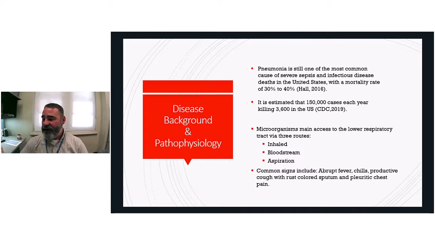Some of the common signs and symptoms of pneumonia can be abrupt fever with chills, productive cough, usually producing a bloody or a rust-colored sputum, and pleuritic chest pain.